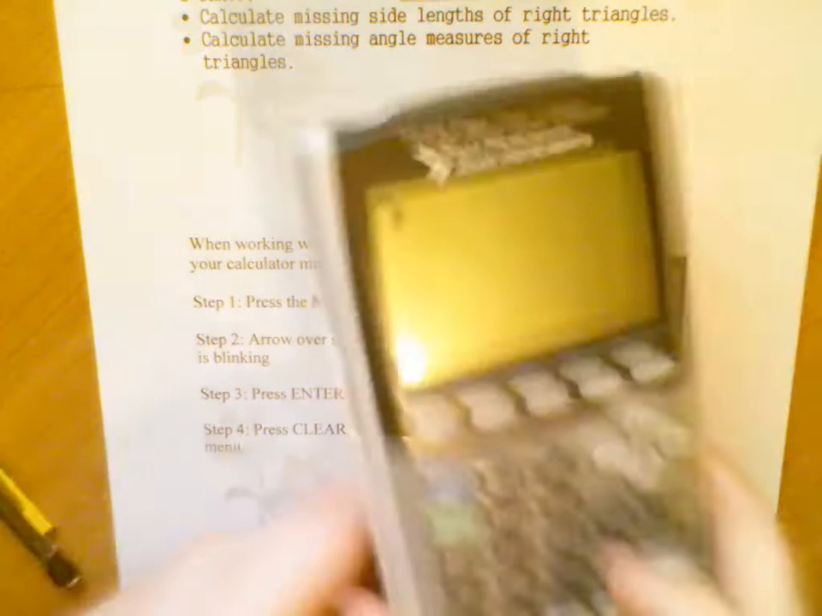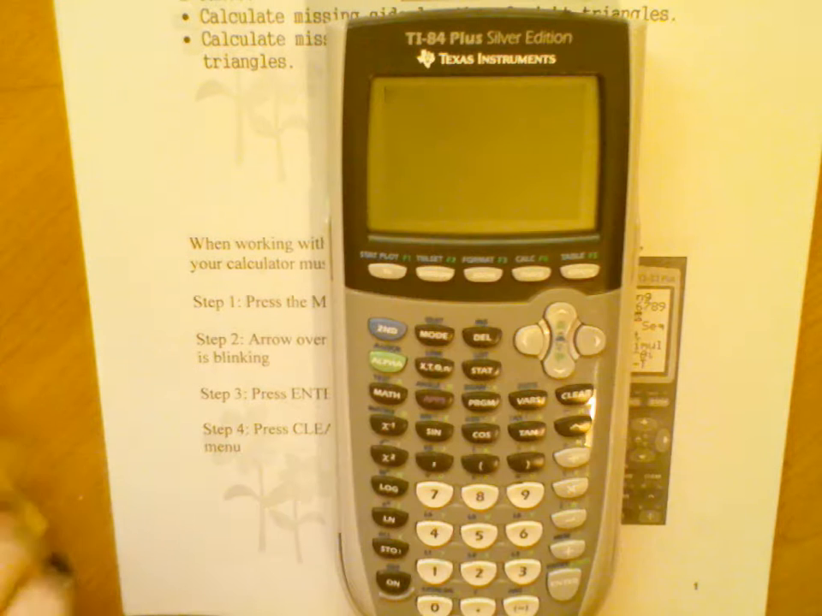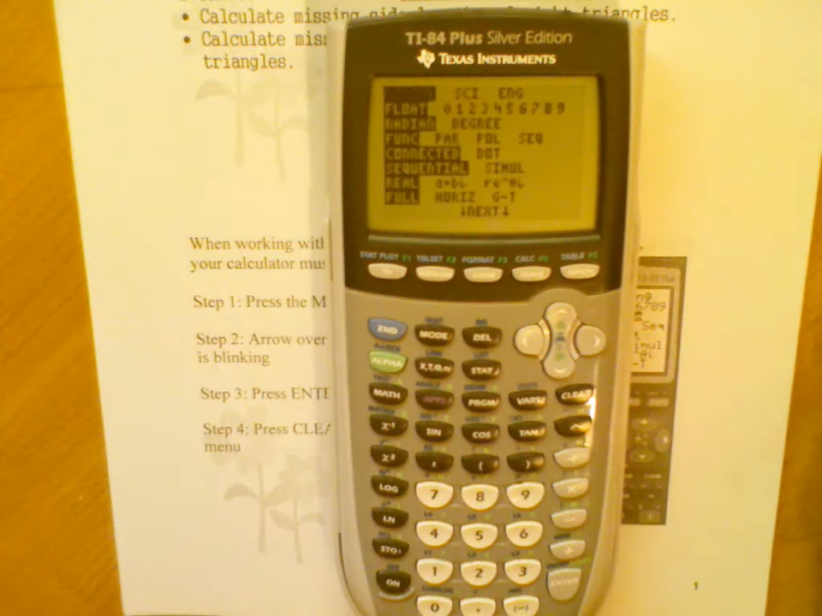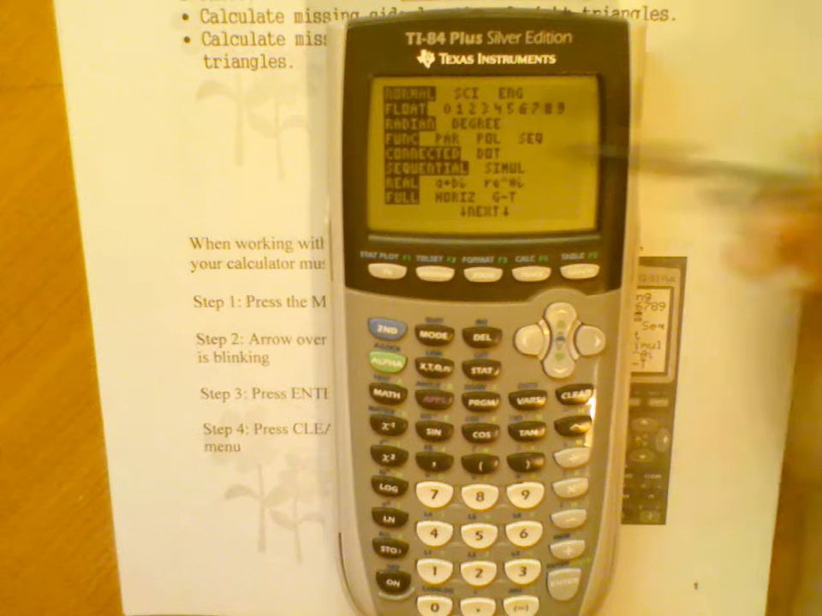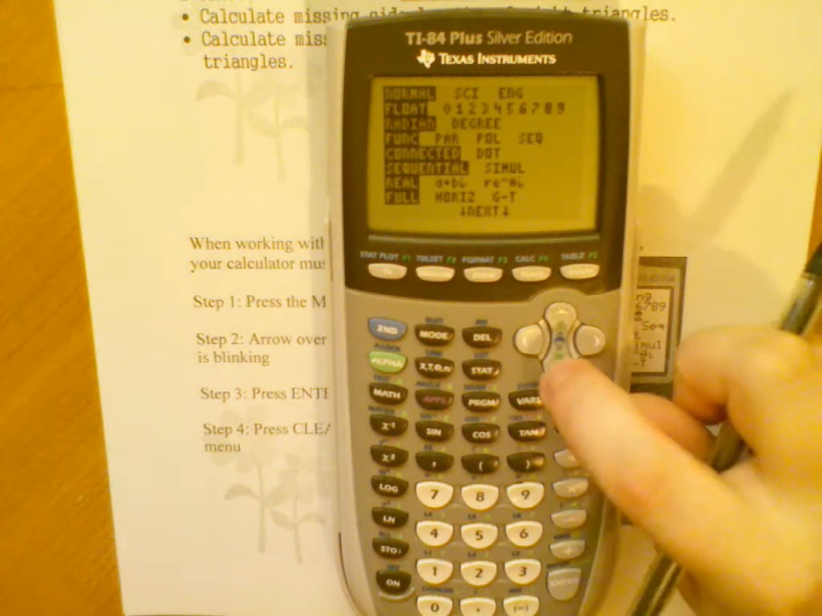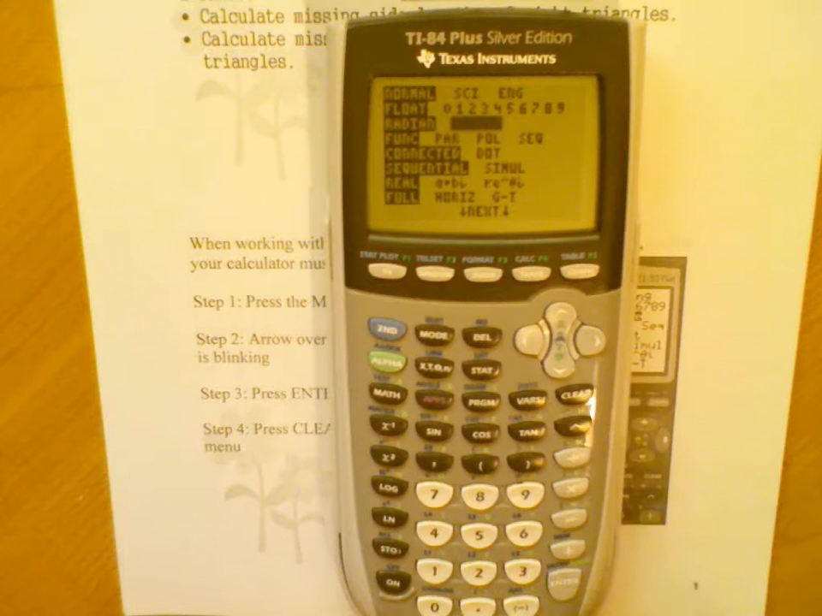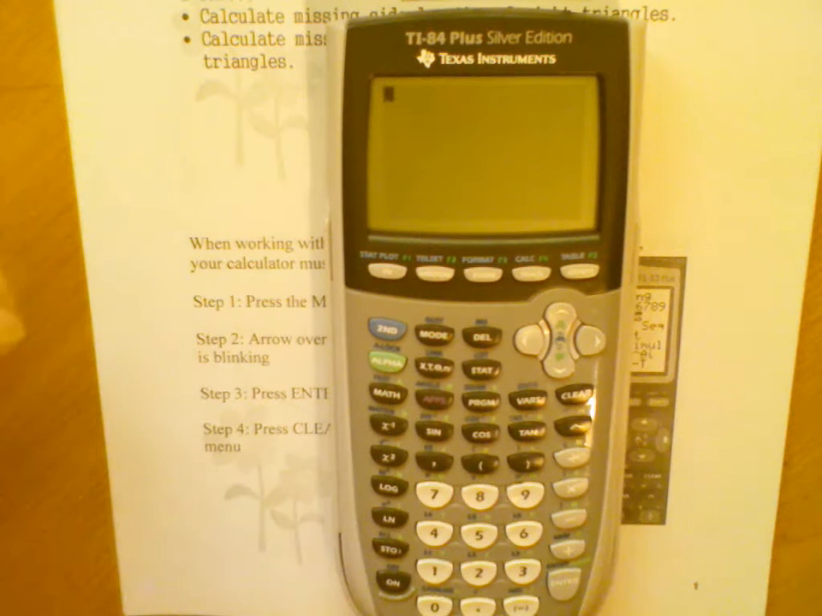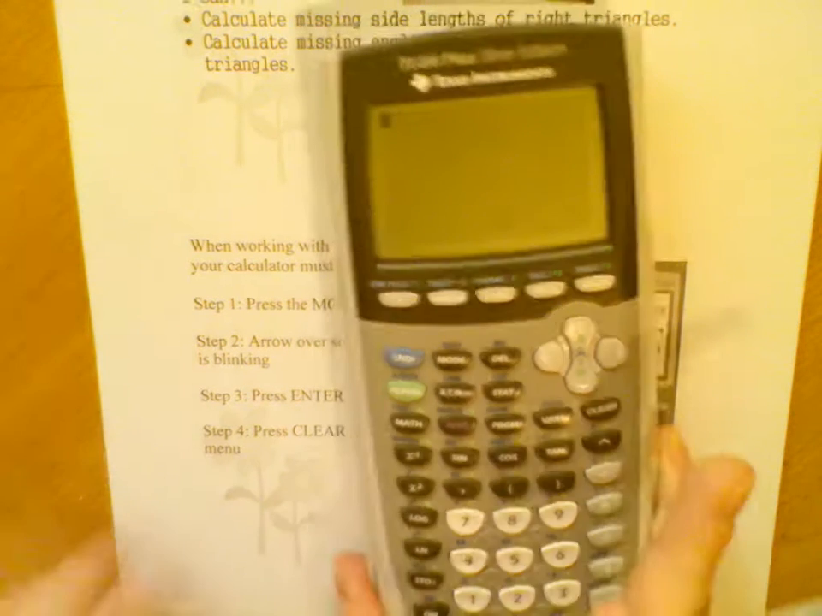On your calculator, hit the mode button and it brings up a menu, and you want to make sure that degree is highlighted. So I'm going to go down to degree, over to the right, and hit enter, and make sure that it's highlighted, because otherwise you're going to get different answers. Now to exit, we can clear out. Make sure that you have that set.